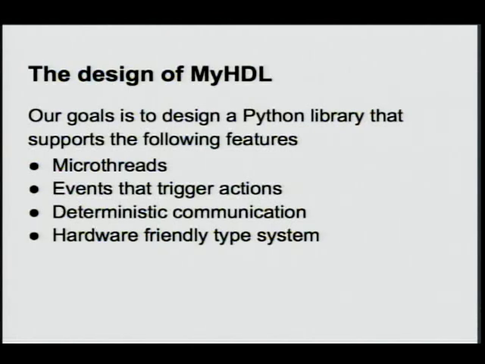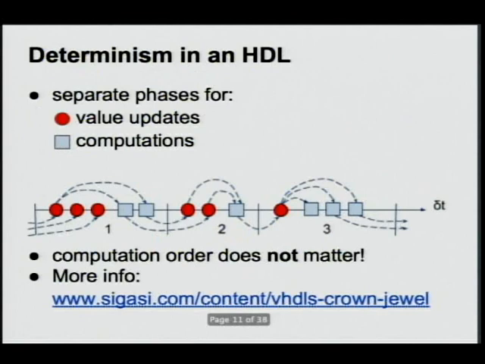So to design this library, we need to support the following features. We need micro-threads, we need events that trigger actions, we need determinism built in, and we need a type system that is hardware friendly. Okay. I will start with determinism. How do we do determinism in an HDL?